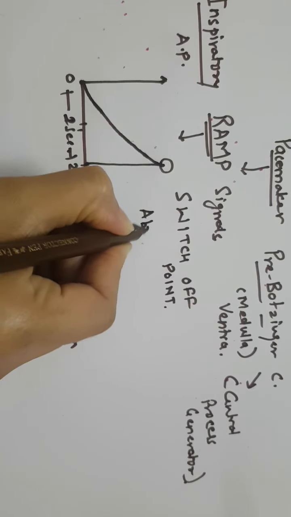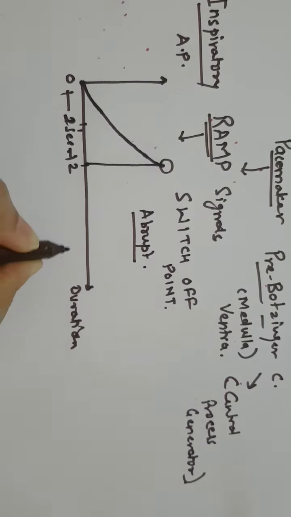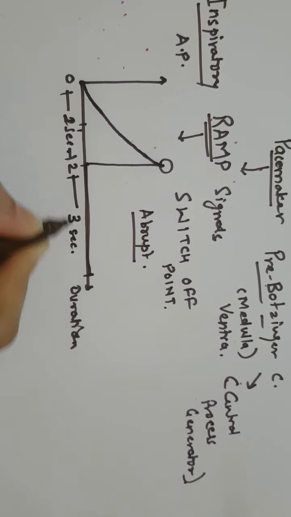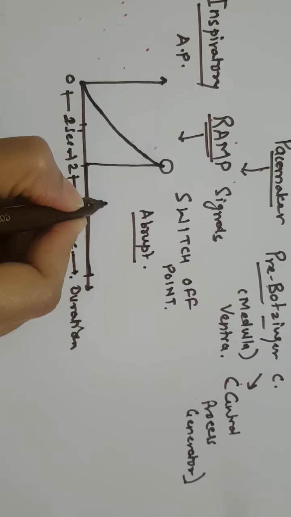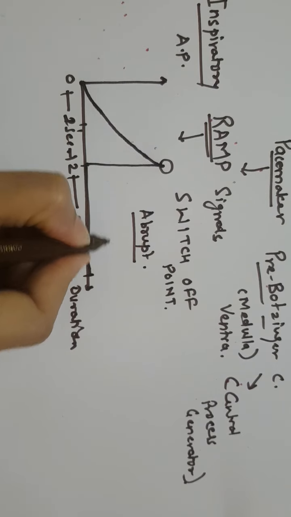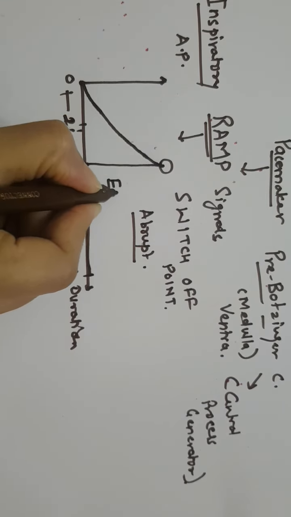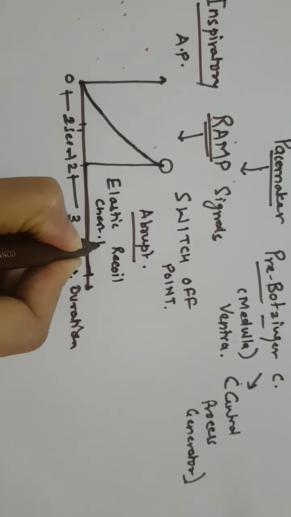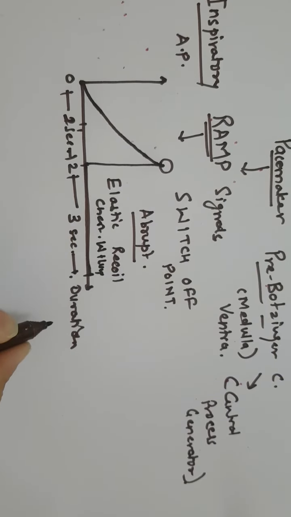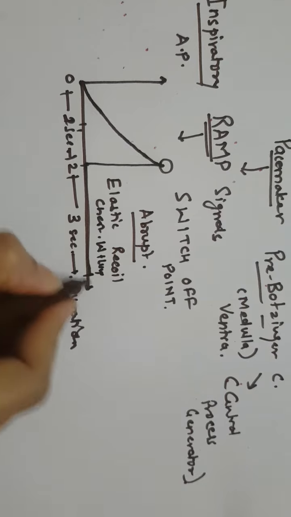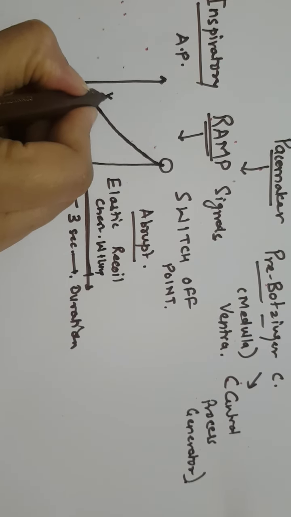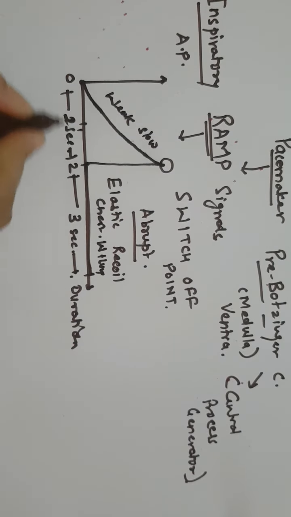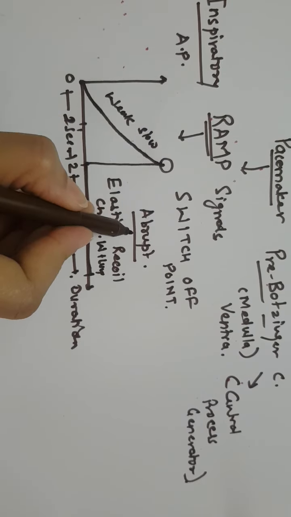So there is abrupt stoppage of action potential which will last for the next 3 seconds. This is the time when there is passive expiration. There is an elastic recoil of the chest wall and lung, which is responsible for expiration. So there will be weak and slow signals rising up to 2 seconds, followed by abrupt stoppage at a point.